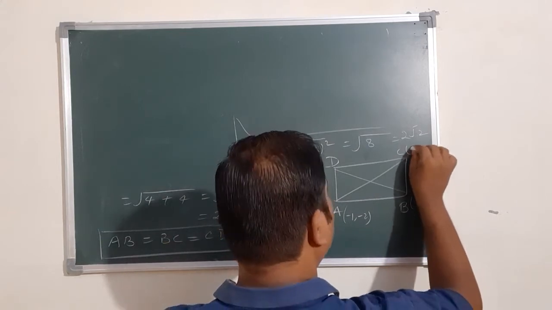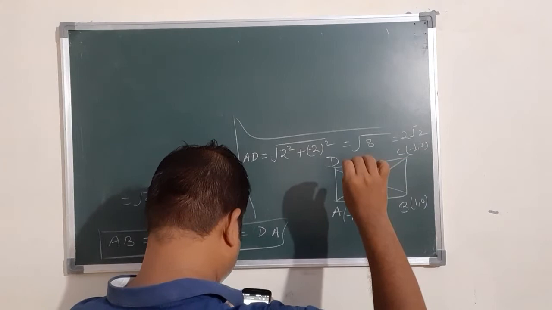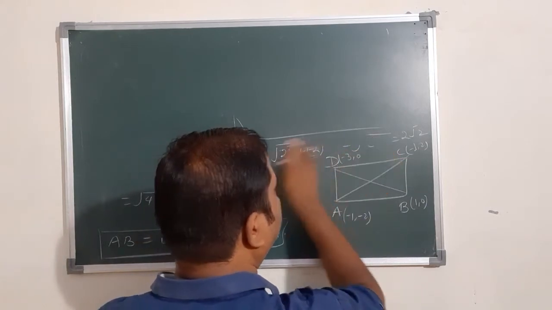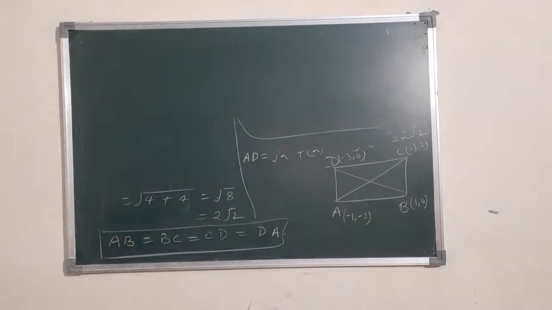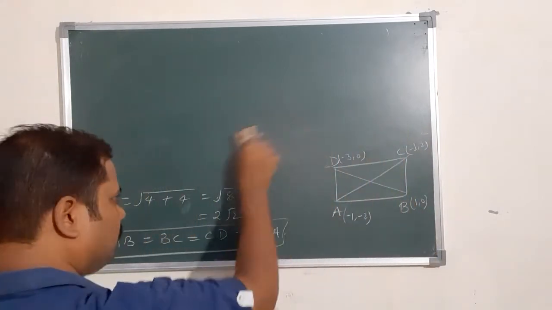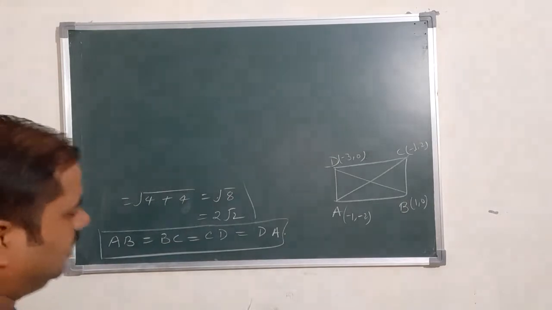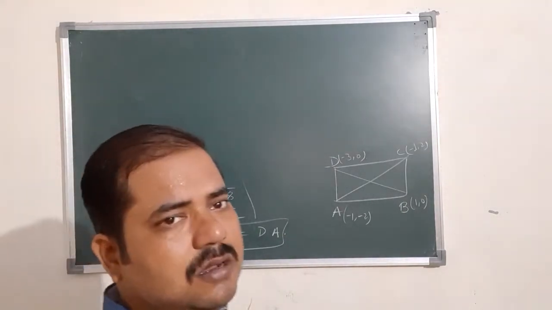C is (-1, 2), and D is the point (-3, 0). Okay, (-3, 0). And now we find the diagonals of this particular quadrilateral. If the diagonals of this quadrilateral are equal and all the sides are also equal, then we can say this is a square.